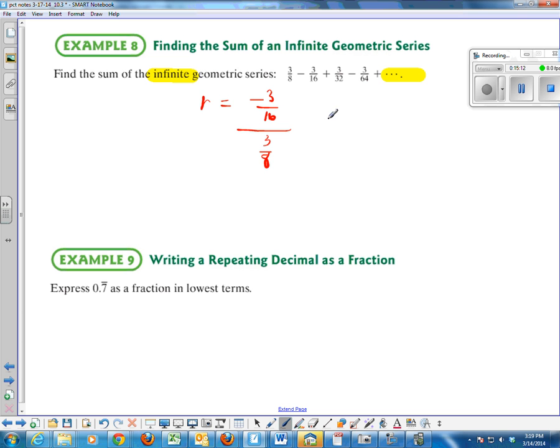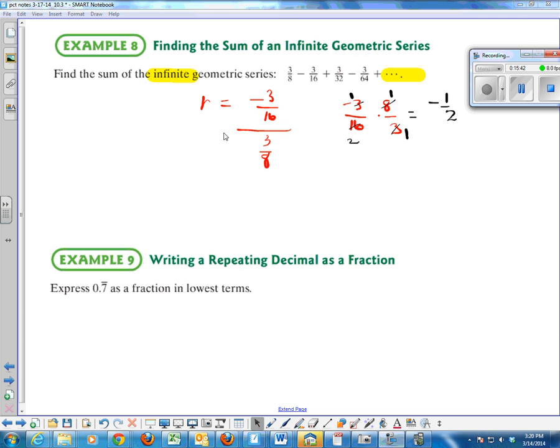Okay, when we divide fractions, you take the reciprocal and multiply. So this is negative 3/16 times 8 over 3. Okay, using some canceling. 8 goes into 16 twice and into 8 once. 3 goes into 3 once and once here. So the R value is negative 1/2.